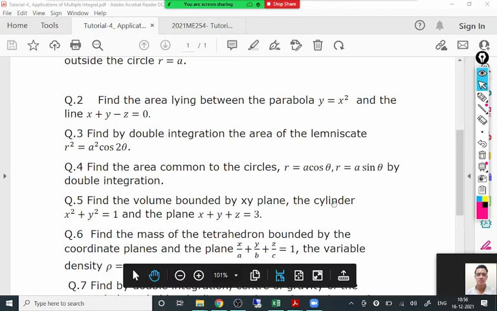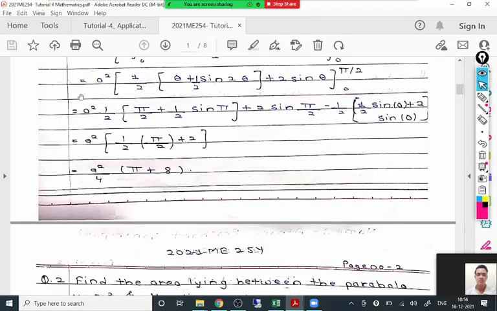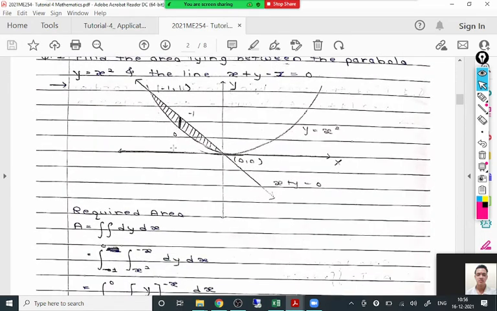So come to that question here. You have to draw both the curves first. Yes, the diagram is correct. One of the curves is y equal to x square, that is a parabola, and this is x plus y equal to 0. Now this is the region of integration. Obviously this intersects at 0, 0 and minus 1, 1. So x is minus 1, y is 1.